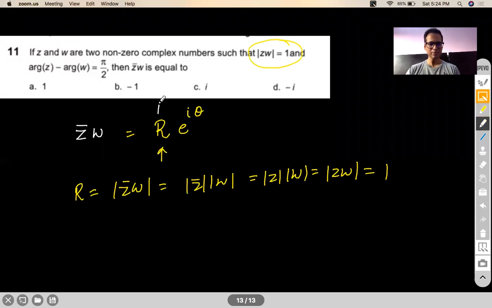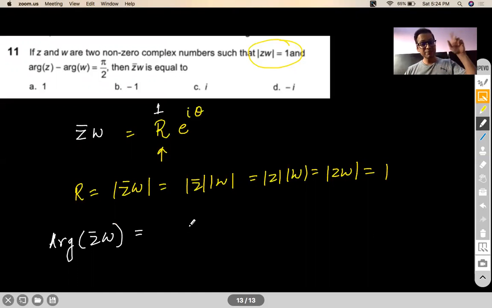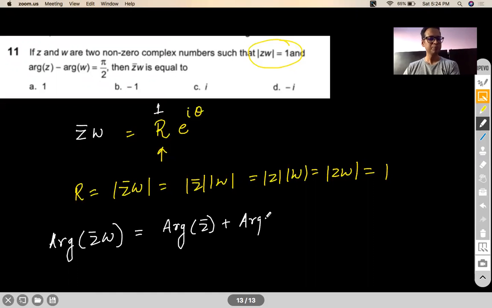So all the options are modulus 1. Okay, I'll have to go one step further. What is the argument of Z conjugate W? As per our multiplication rule, it's the argument of Z conjugate plus the argument of W. Remember, I told you the argument of Z1 into Z2 is the argument of Z1 plus the argument of Z2, and the argument of Z conjugate is the negative argument of Z.